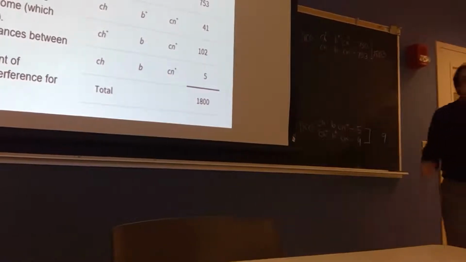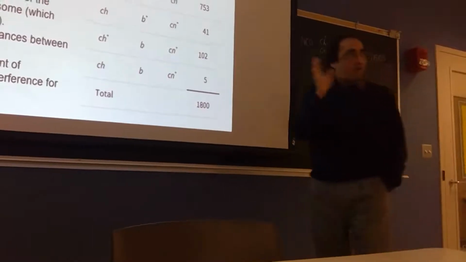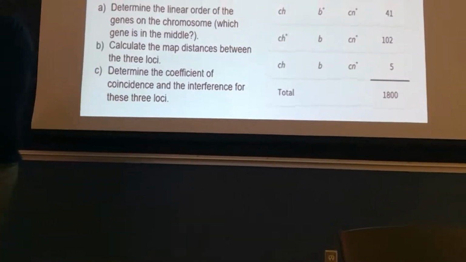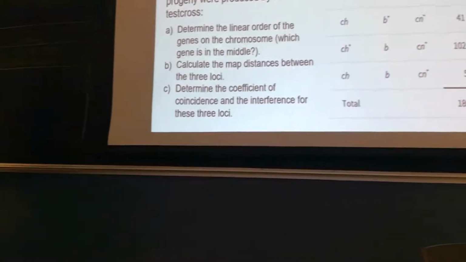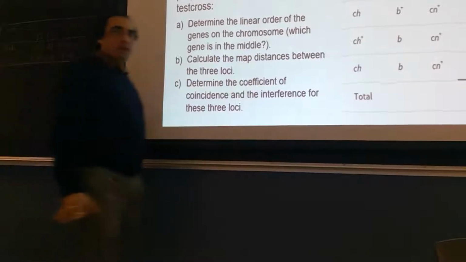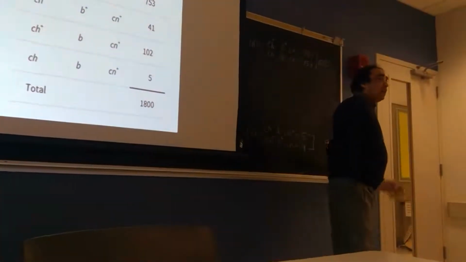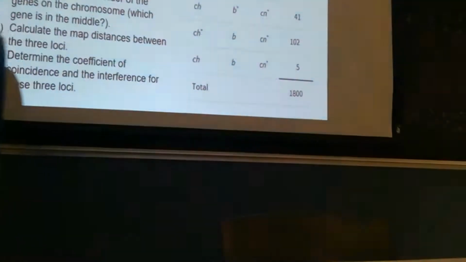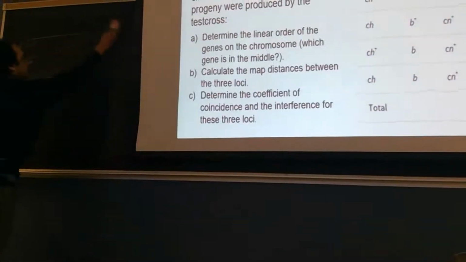Okay. Now we identified our first step. What is the non-crossover type? What is the double crossover type? Based on their numbers. Now we need to find out which one is the middle gene. If you find out which one is the middle gene, that is fine. But you need to check all three. There are three genes here. You need to put each one in the middle, and I need to check whether that is true or not.